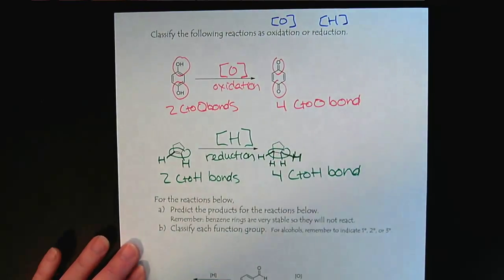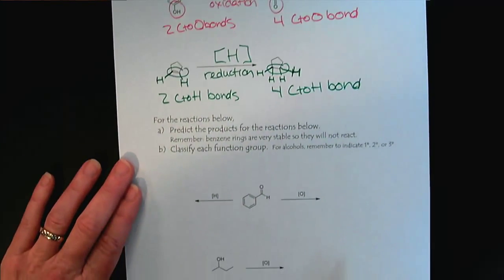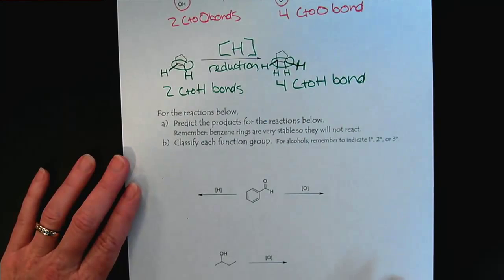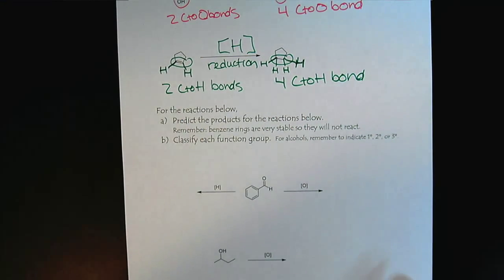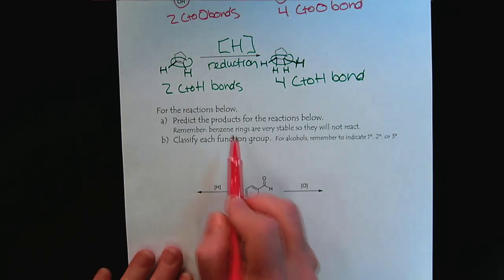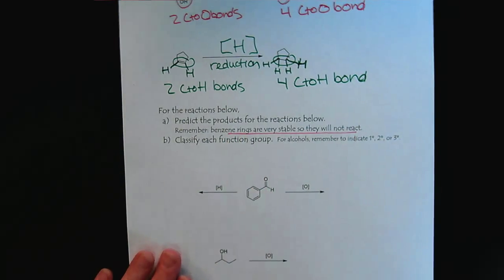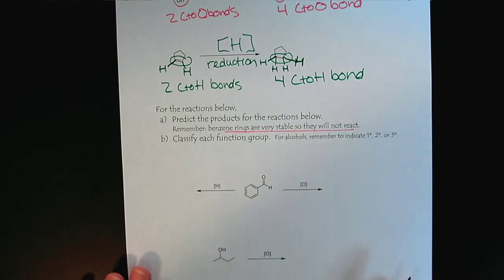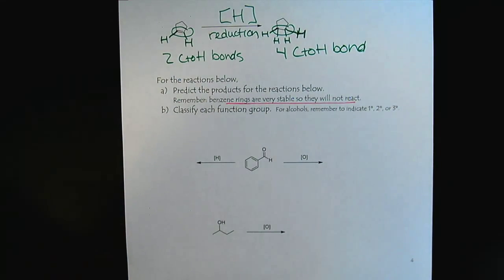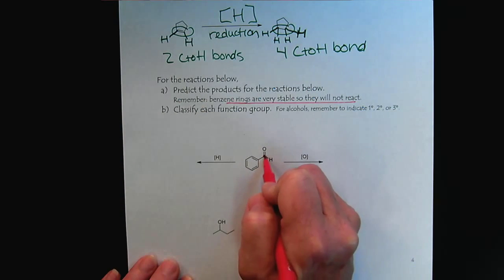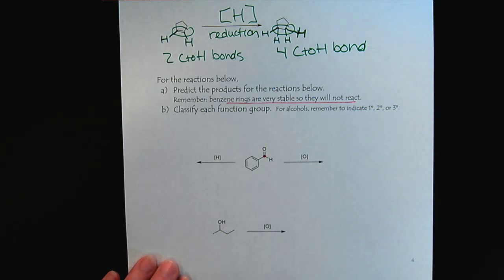Okay, so let's have you practice this a little bit more. All right, so we're going to predict the products of the reactions below. And it's really important to remember, right, benzene rings are very stable, so they're not going to react. Okay, so we'll keep sliding this. There we go. All righty. So we focus on our functional group. So here's our aldehyde functional group.